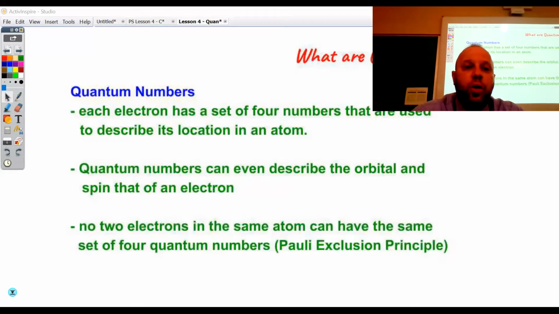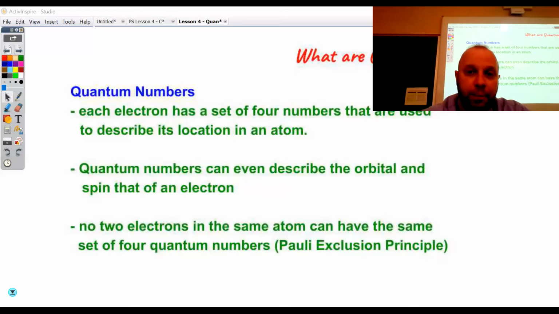So as you can read, it says quantum numbers are a way of identifying the location, so both energy level, the shape of the sublevel that it's in, which orbital in that sublevel the electron can be found in, and finally, which direction that electron is rotating. So each electron has a set of 4 quantum numbers that are used to describe its location. Quantum numbers can even describe, as I mentioned, the orbital and the rotation or spin of that electron.